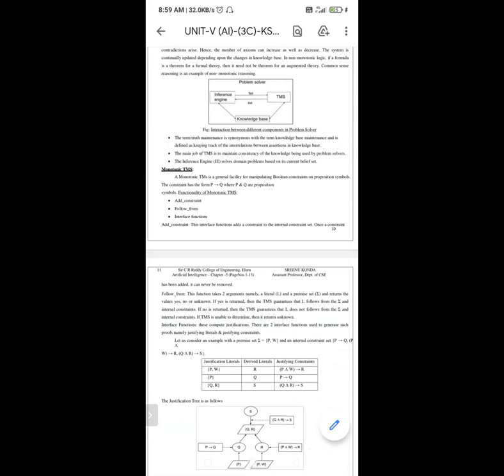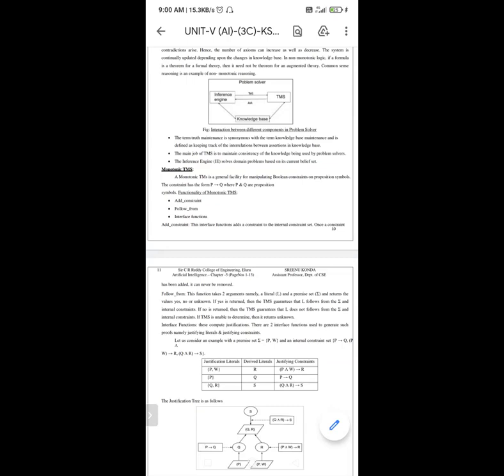So the functionality of a monotonic TMS is like this. First one is add constraint. Second one, follow from. Third one, interface functions. Coming to add constraint: the interface function adds a constraint to the internal constraint set. So we have some internal constraint set, and we're going to add the constraint to that particular set.